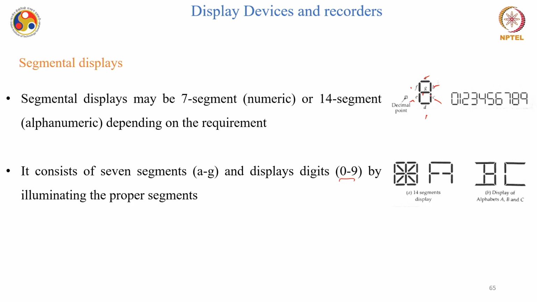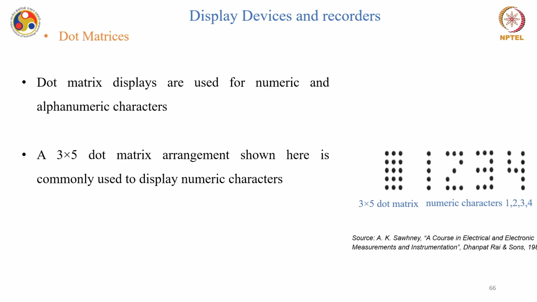In this case, for example, G is not illuminated, so it will show 0. When only B and C are glowing, then you have 1. Similarly, depending on which segments are glowing, you can have all these numbers. While for the 14 segment or alphanumeric display, we will have segments A to G and additional segments, displaying characters by illuminating the proper segments, something like this. So, depending on your requirement, you may have your own choice of display unit.